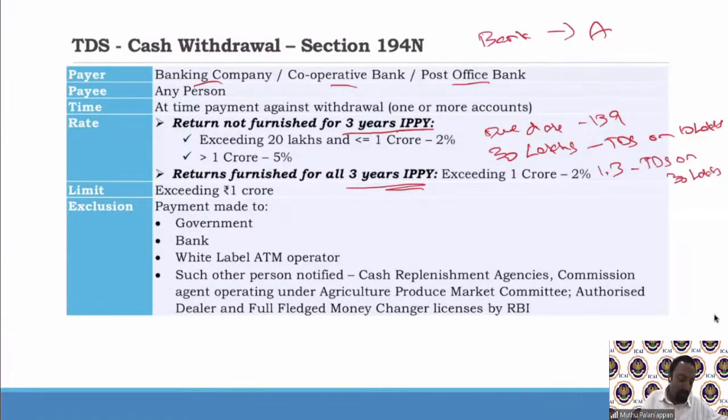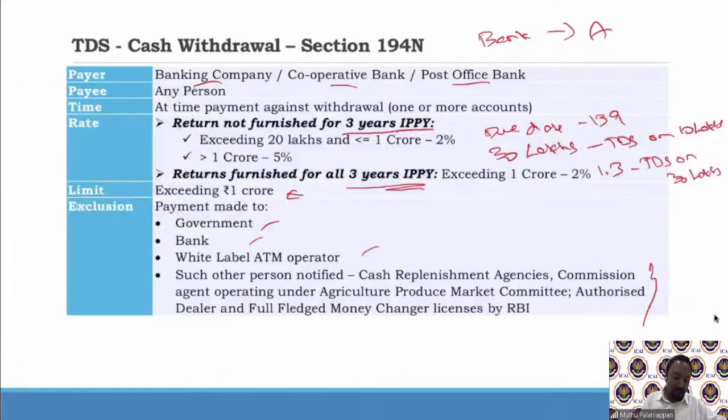It is exceeding 1 crore. So the limit of 1 crore or 20 lakhs is exceeding. And whenever the amount withdrawn is by the government or a bank or an ATM operator or anyone specified here, then this provision is not applicable. That is, you need not deduct TDS. So these are the exclusions. That is government, bank, white label ATM operator. What do you mean by white label ATM operator? The person who is actually going and filling money into the ATM boxes and other things. So they are security agencies. So those white label ATM operators are not covered.